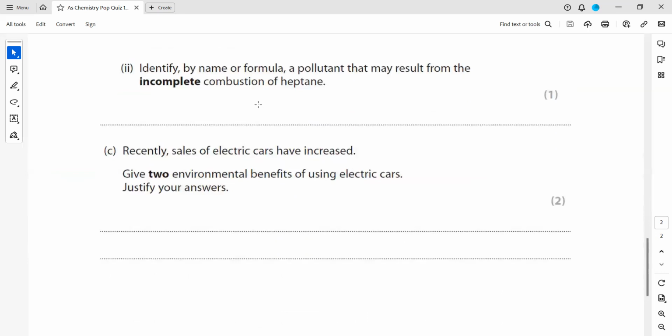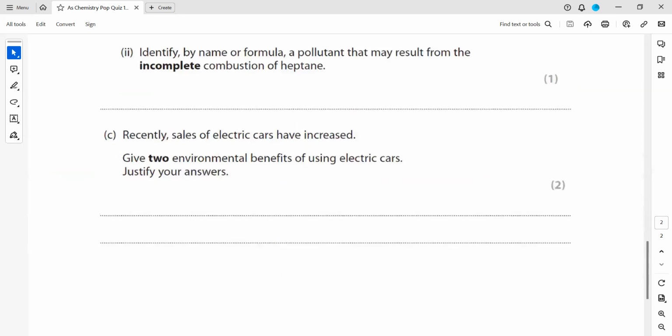Identify by name or formula a pollutant that may result from incomplete combustion of heptane. So if it is not burned completely, what might it produce? It might produce carbon monoxide, or it might produce unburned heptane. Also, it can be a hydrocarbon, or it can produce carbon particulates. So you can identify by name or by formula. You can write CO, or you can just write the name.